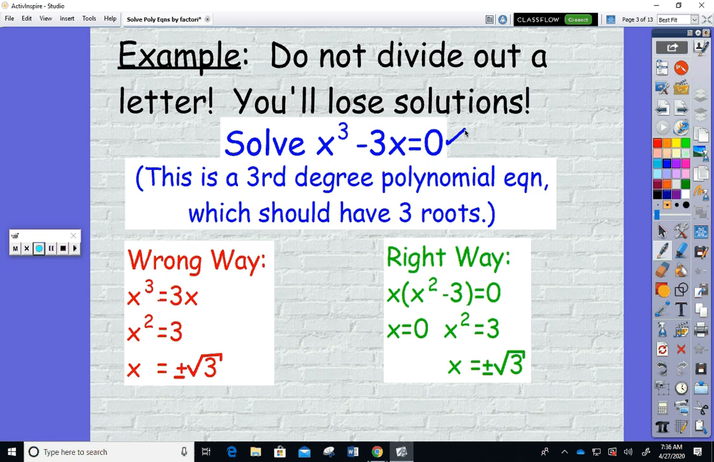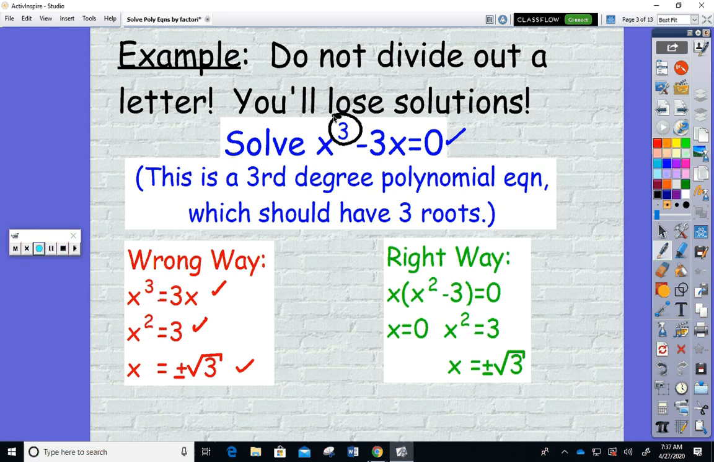So they'll add the 3x to the right-hand side, and then they'll say, well, let me divide both sides by x. And when they divide both sides by x, they bring the equation down to x squared equals 3. Then they'll say x equals plus or minus the square root of 3. Well, they've got 2 of 3 answers. And you might say, well, how do you even know there's supposed to be 3 answers? Guys, this is the beauty of polynomial equations, and it's actually called the fundamental theorem of algebra.